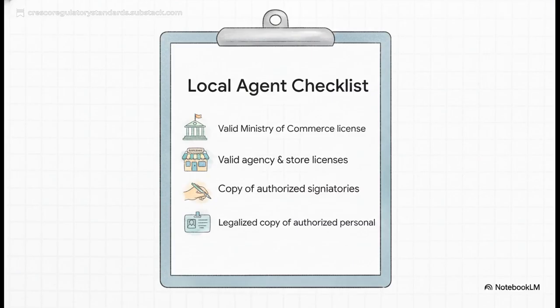You should really treat this list here as your personal checklist. Before you even think about signing an agreement, you need to make sure your potential partner can show you proof of every single one of these valid licenses. Getting this right is your most important piece of due diligence, right at the start.